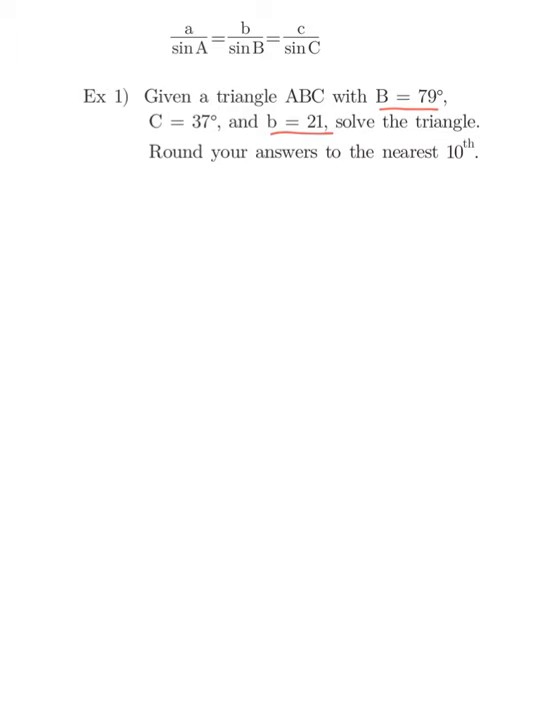When you are looking at this, notice that we have two of the three angles of the triangle. So the first thing that we can find is the missing angle, which is angle A. So angle A equals 180 minus 79 minus 37, which will give us 64 degrees. So we now know all of our angles, but we don't know side A or side C.